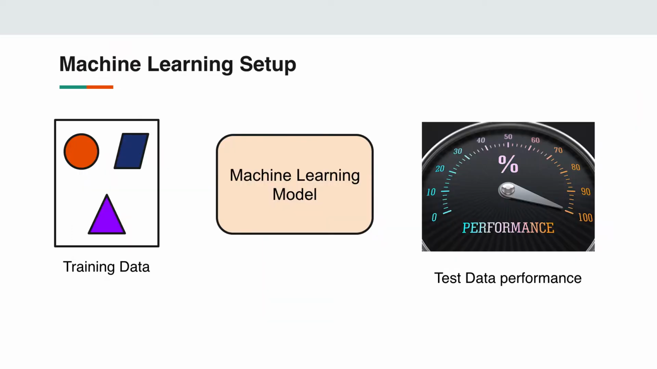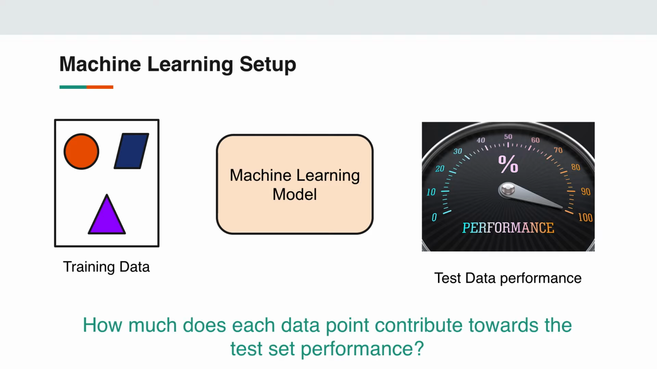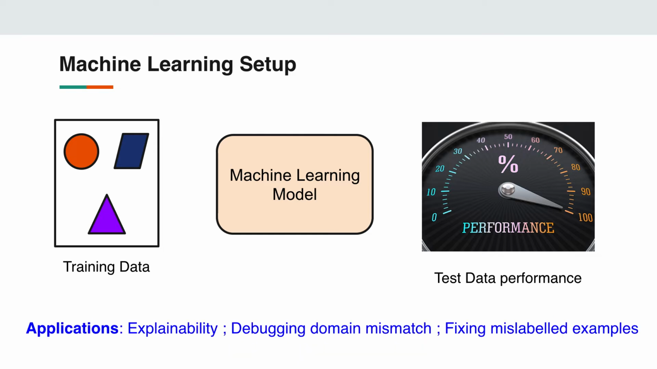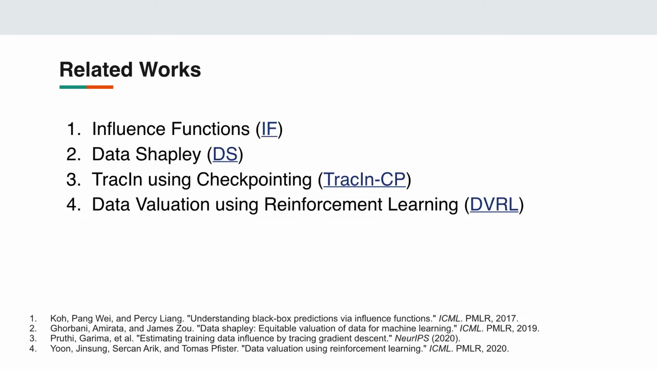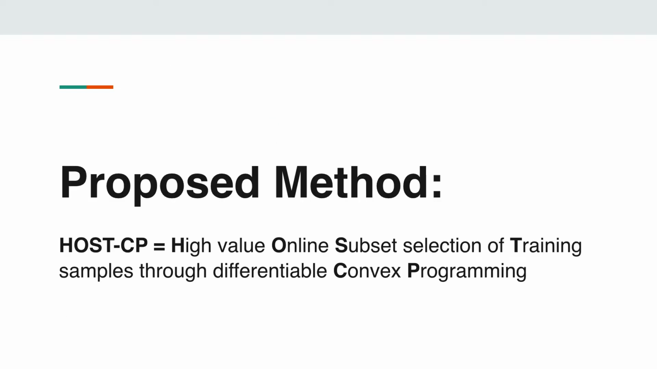This can be mapped to the usual setting of machine learning setup where we ask the question, how much does each data point contribute towards the test set performance? The answer to this question has been applied in several applications like explainability, debugging domain mismatch, fixing mislabeled examples, and more such. We'll look at some of them in our results section. With regards to this, there have been several works in the related literature, among which we have considered these four baselines. So, we come to our proposed method, HostCP.